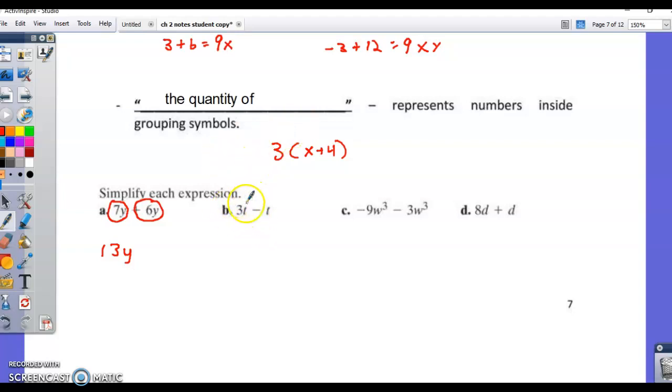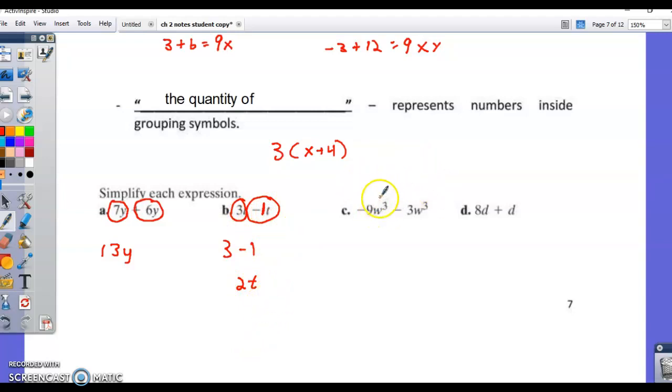For sample B, I have two terms. I have a 3t and I have a negative t, but remember, we think of this as negative 1, right, when there's no number there. So I have to think of this as 3 minus 1, and that's going to be 2, and then include that t in your final answer. So 3t minus 1t is 2t.